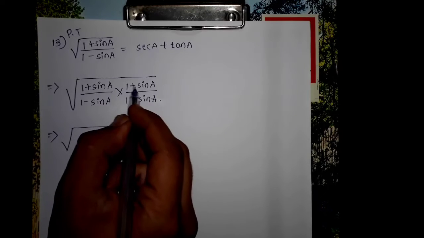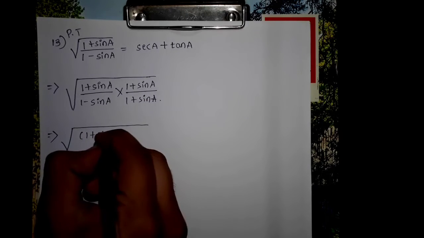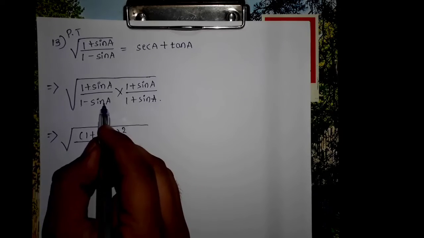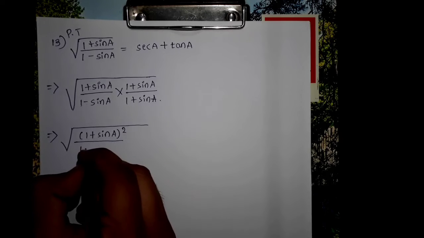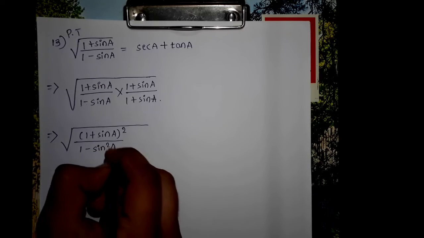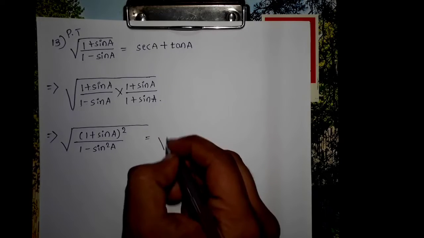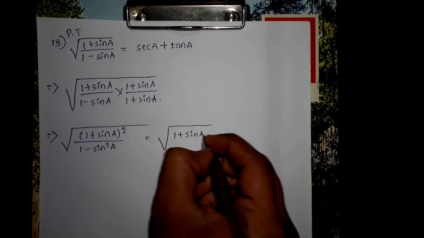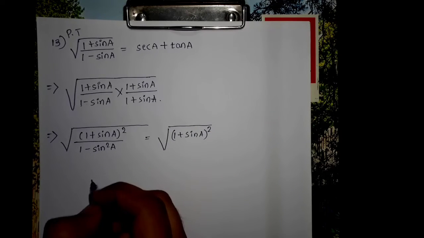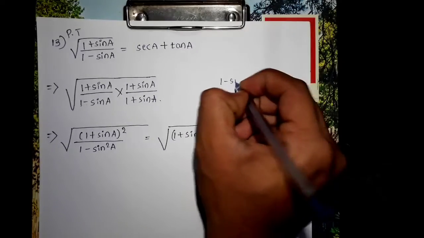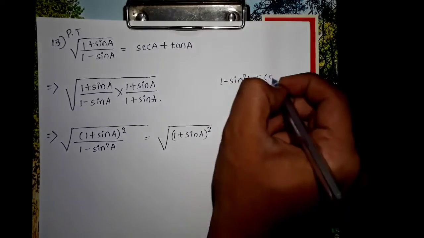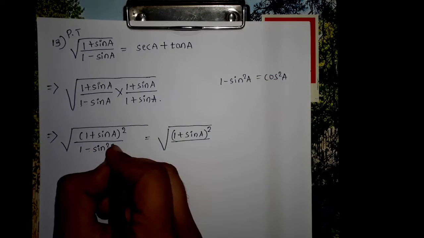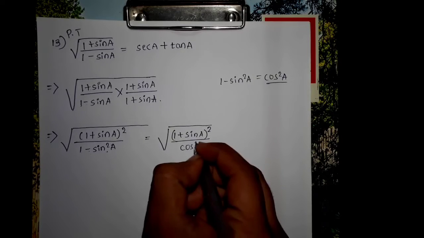The next step is (a + b) into (a + b) is (a + b)² divided by (a − b) into (a + b), which is a² − b², isn't it? Next step, here (1 + sinA)² as it is. What is 1 − sin²A? 1 − sin²A is equal to cos²A. That is, in place of 1 − sin²A, we have to substitute cos²A.